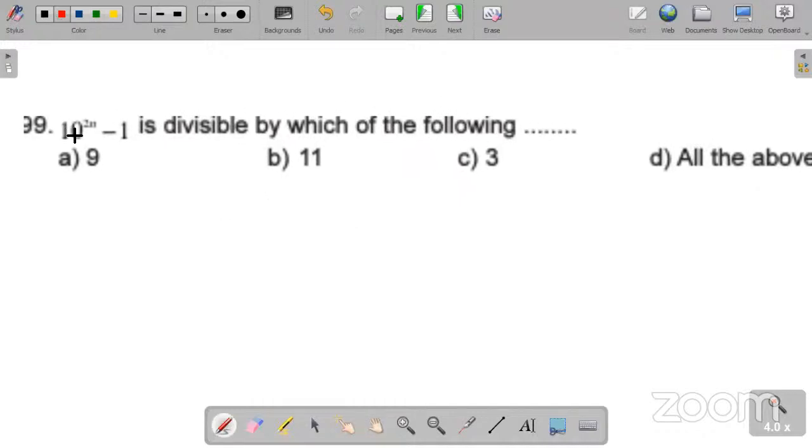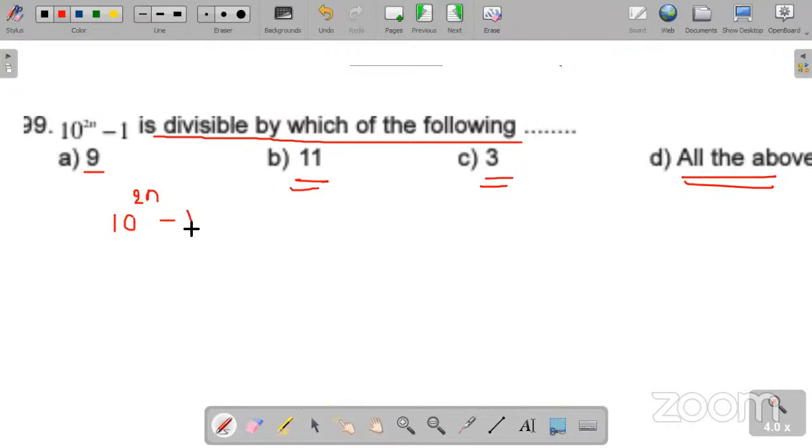10 to the power of 2n minus 1 is divisible by which of the following? Divisible by 9, divisible by 11, divisible by 3, or all of the above. You need to check 10 to the power of 2n minus 1.